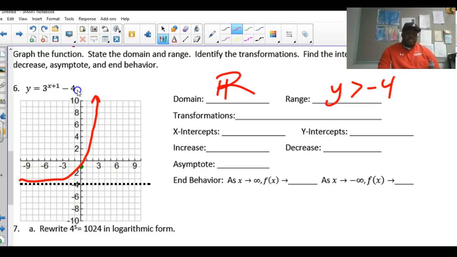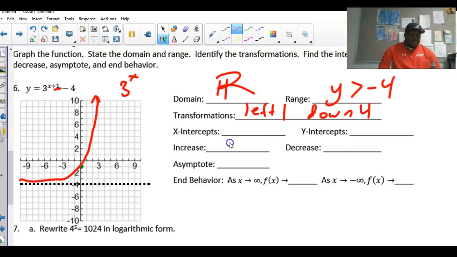Now the transformations. Remember, this is the parent function. This is what the function looks like originally. What happened was we moved it to the left 1. Plus 1 means left 1. And then we moved it down 4. Left 1, down 4.